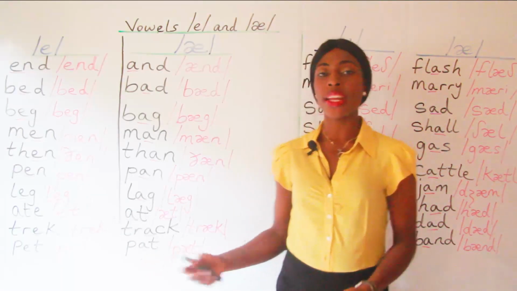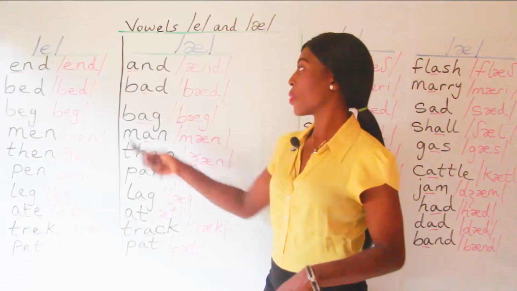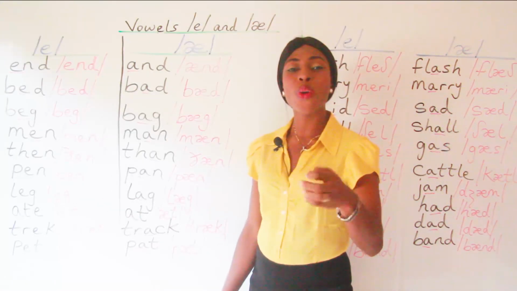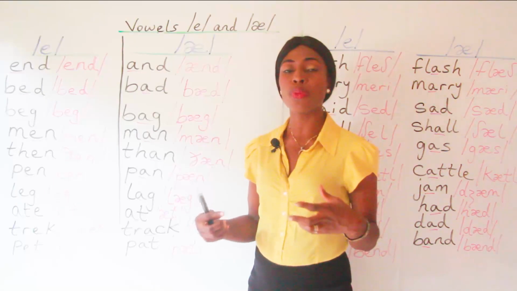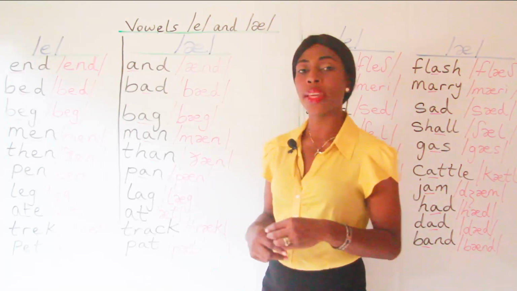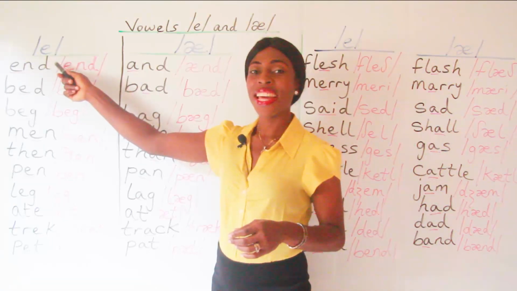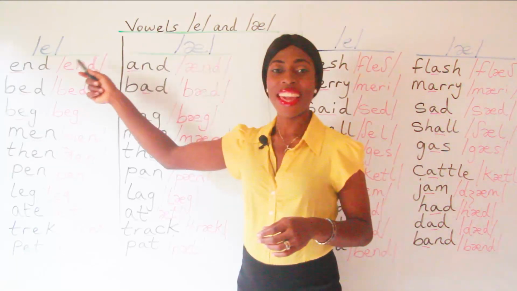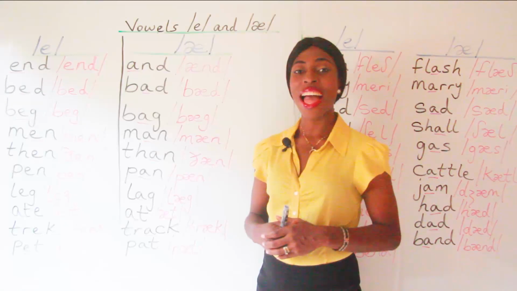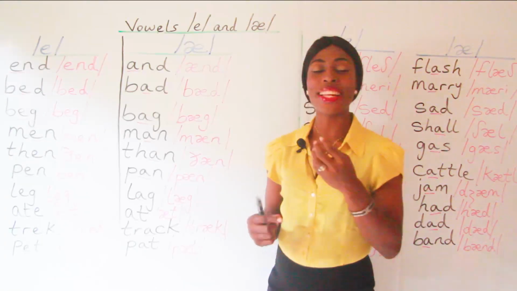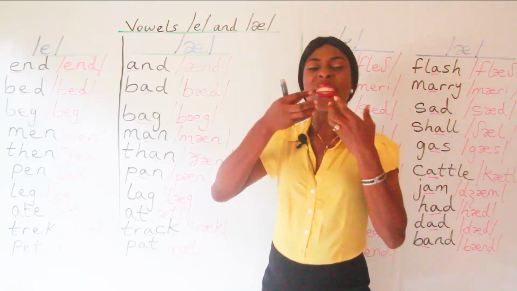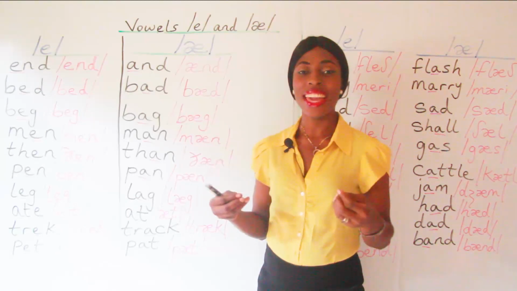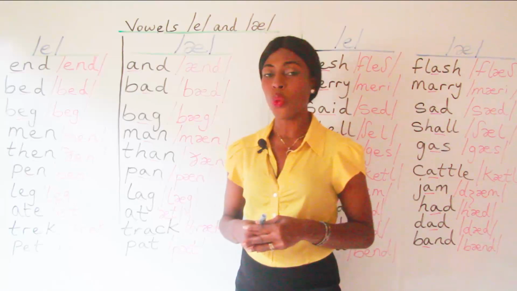Let's look at some word examples in minimal pairs. Don't forget, I said you listen and pronounce the words out loud. You must exaggerate the sound so you can produce it very well, and watch the movements of my mouth. You find out that when you're producing /æ/, the mouth is more open than for /e/. Okay, let's look at word examples.